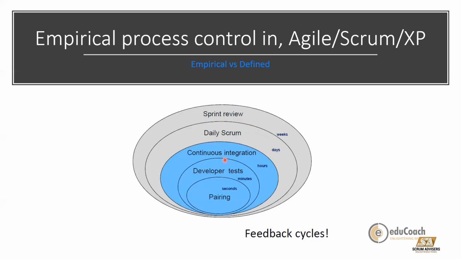And that is what ensures that nothing goes wrong, because you're getting an inspection done at every stage. We know what is required and we know what would be done. So that's about our empirical versus defined.